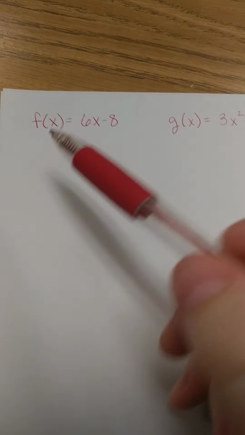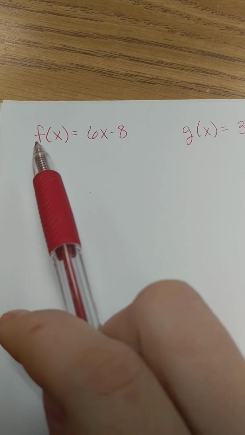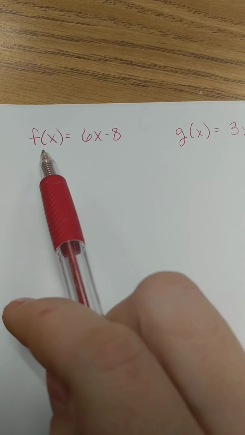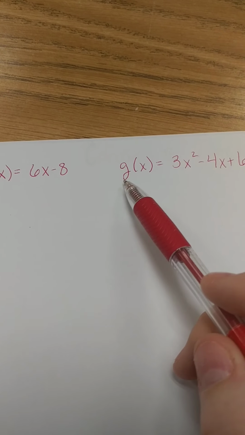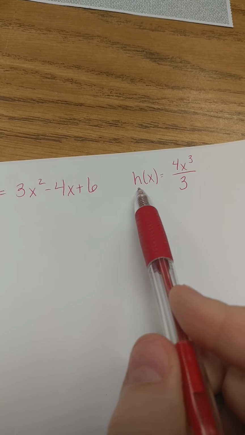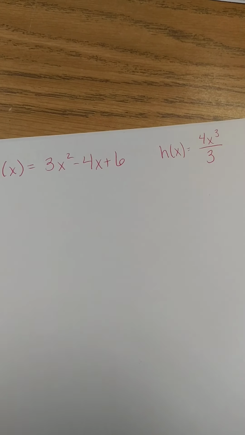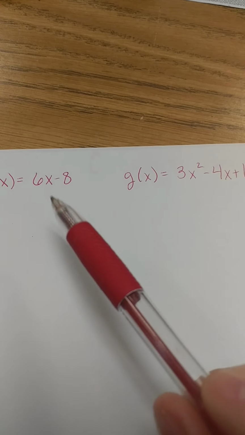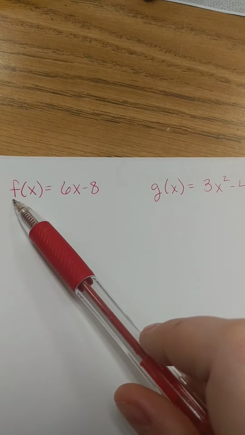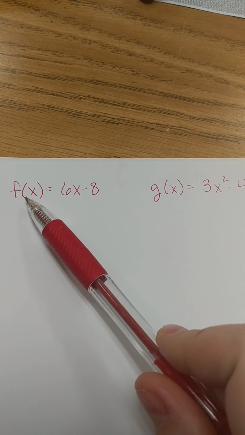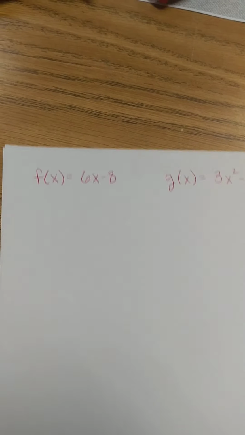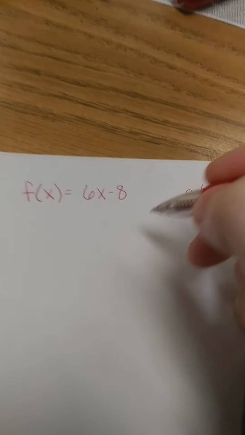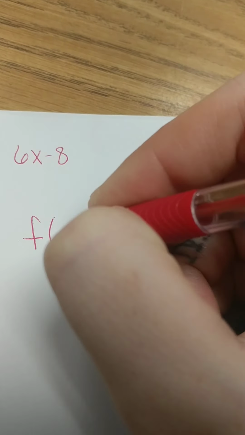First thing we need to know is how to name our functions. This first one is function f of x, and there's a function attached to it, function g of x, and function h of x. They are named based on the letter in front of the parentheses. This is function f of x.